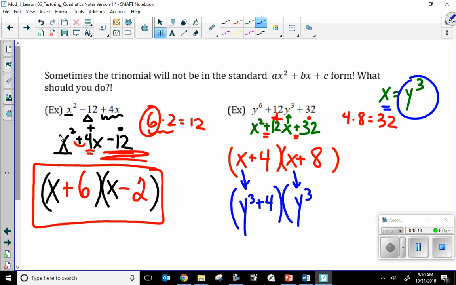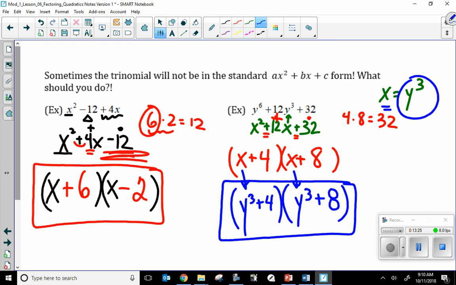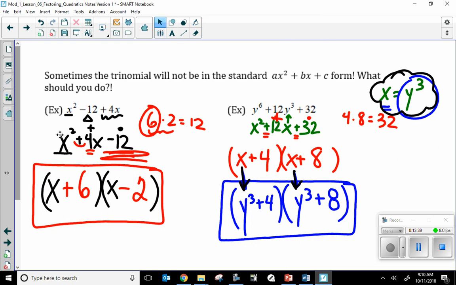I'm going to substitute a y cubed for x. And that's your answer. Okay? We're going to substitute an x in for y cubed in the beginning. But we need to make sure that when we're done, we substitute our y cubed back in for x. Now, I said there's two ways to do this. All right? I'm going to show you the other way right now.